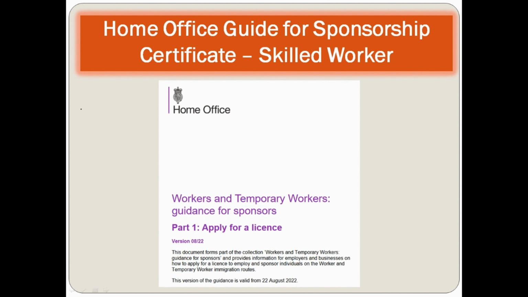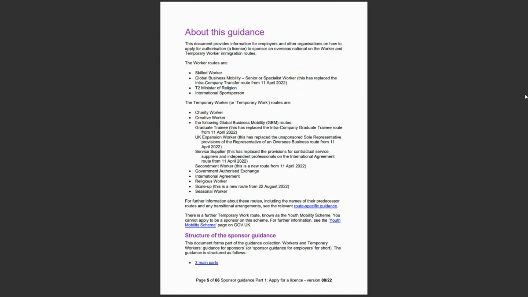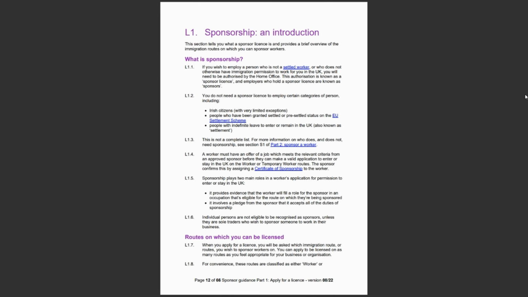This is the guidance for sponsors of workers and temporary workers. It's also known as the Part 1 Apply for a License guide, which you can get from the gov.uk website. But if you need it, you can always email me and I will forward it to you.